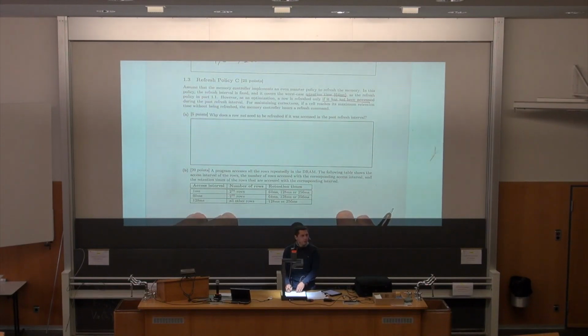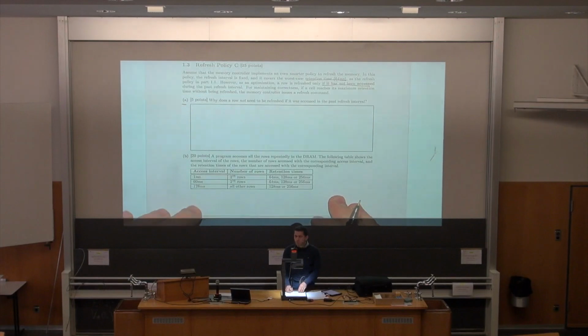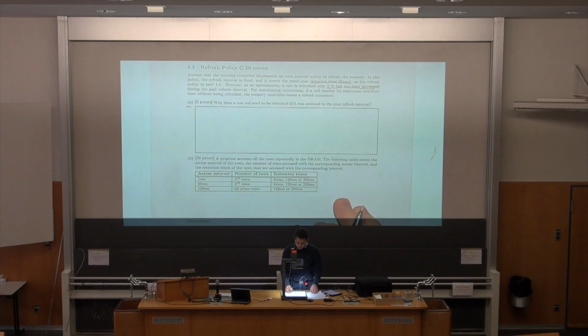So the first question asks: why is this the case? Why can a memory controller behave like this? Do you have any guesses? Why can it skip the row? Yeah, because the cell is recharged on every access. That's basically the case. When you access it, the cell will be recharged after it is sent to the sense amplifier. So yeah, this is the case.